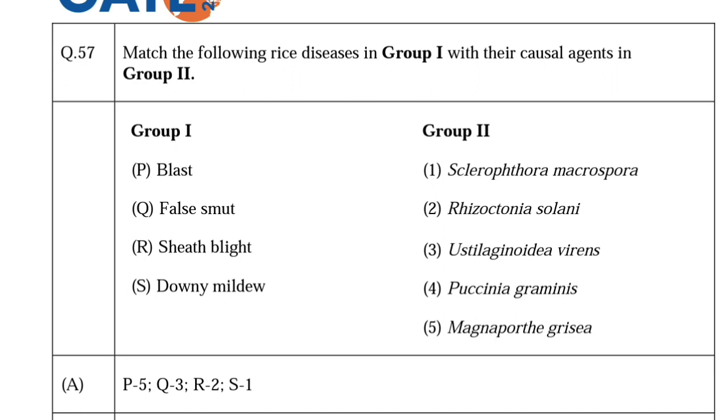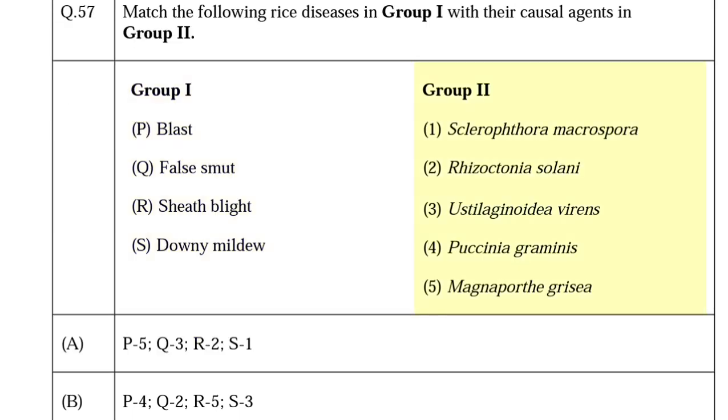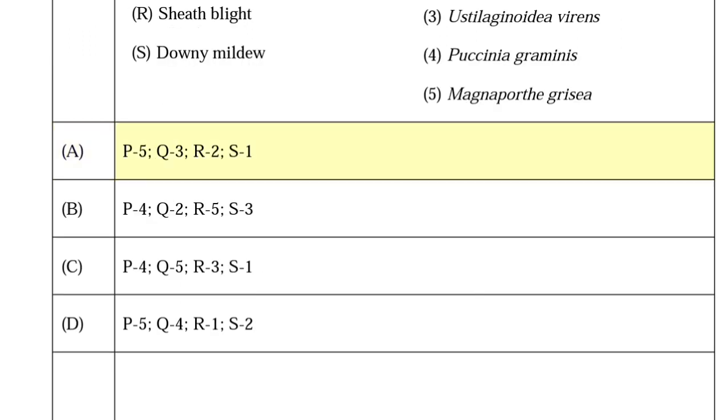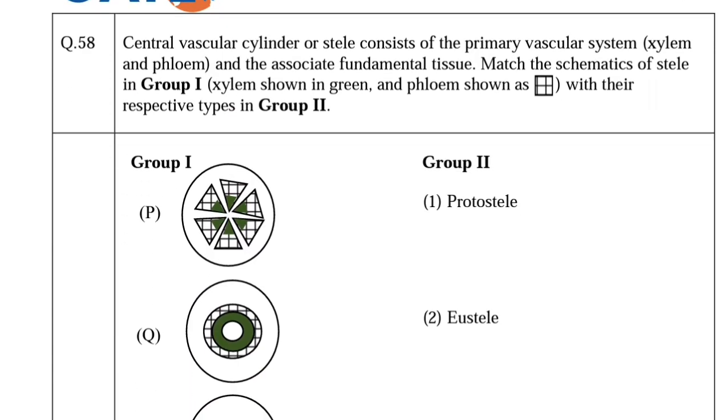Match the following rice diseases in Group 1 with the causal agents in Group 2. Group 1: P. Blast, Q. False smut, R. Sheath blight, S. Downy mildew. Group 2: 1. Sclerophthora macrospora, 2. Rhizoctonia solani, 3. Ustilaginoidea virens, 4. Puccinia graminis, 5. Magnaporthe grisea. A. P5, Q3, R2, S1. B. P4, Q2, R5, S3. C. P4, Q5, R3, S1.